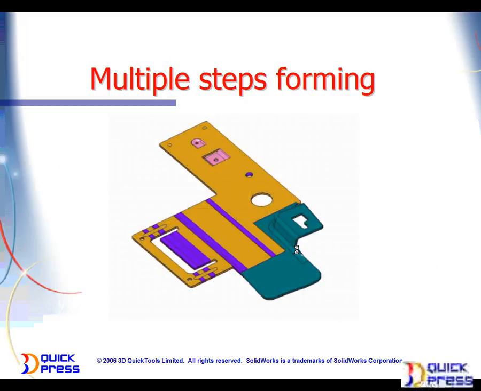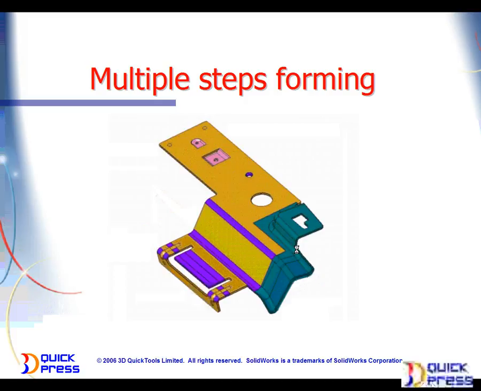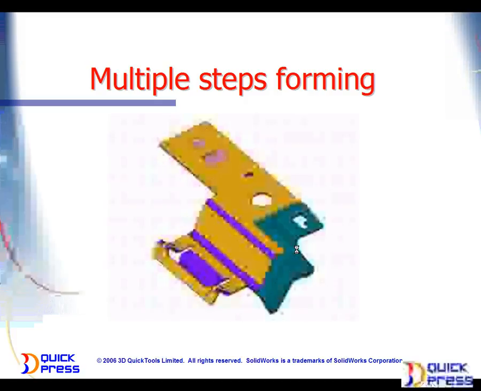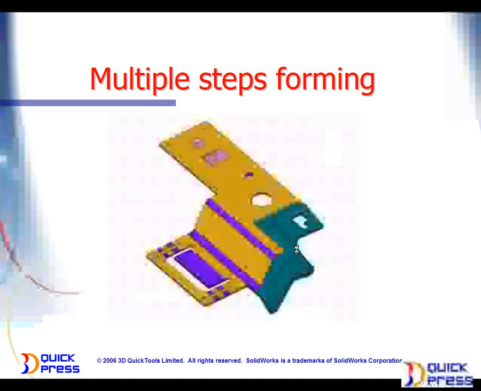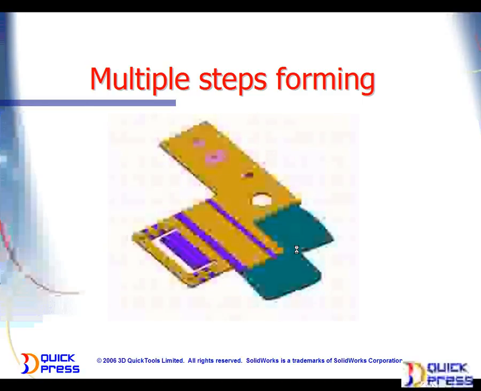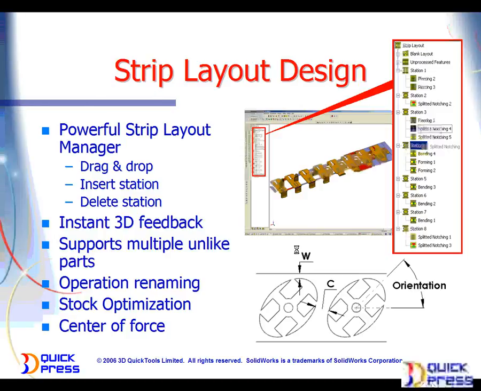And here we have a summary part. We have multiple step forming. We have a series of very simple deformations. And we have some kind of middle of the road issues with gussets on bends and multiple stacked bends. Once we have the part unfolded, we can quickly move to strip layout design.